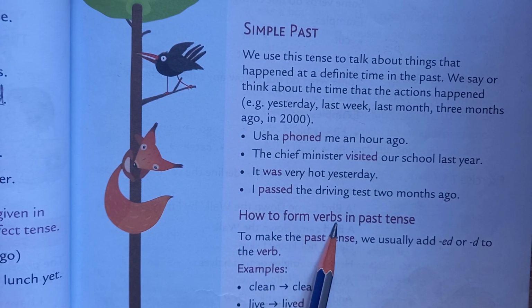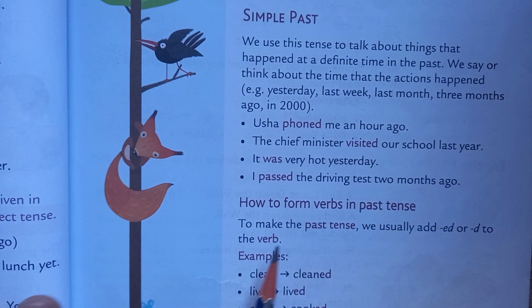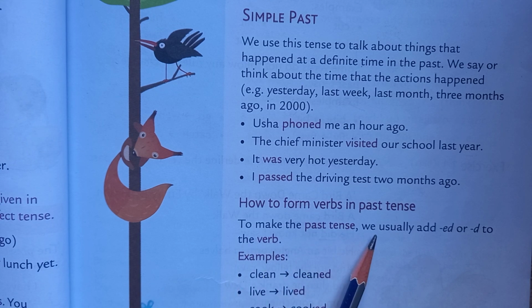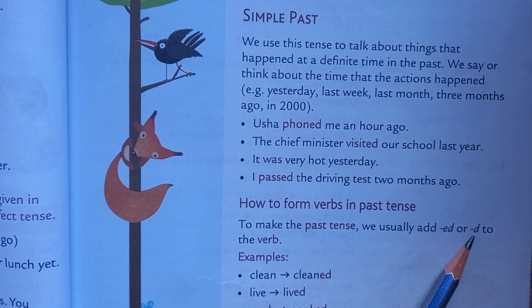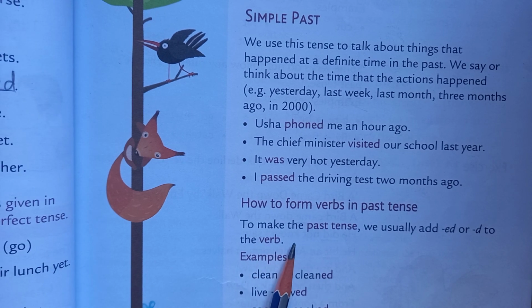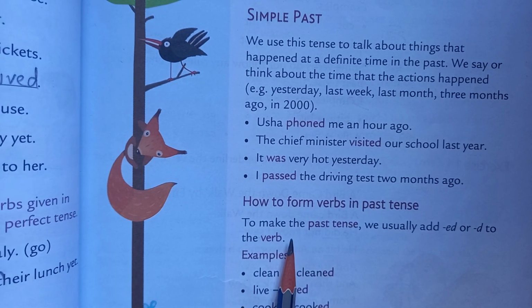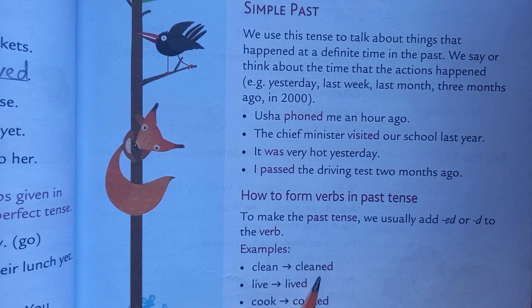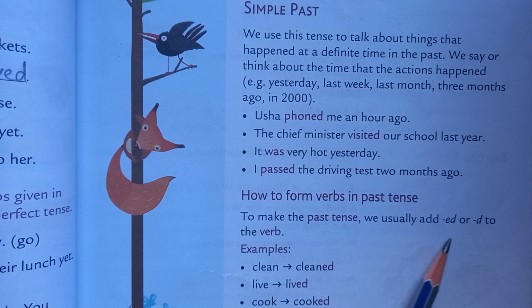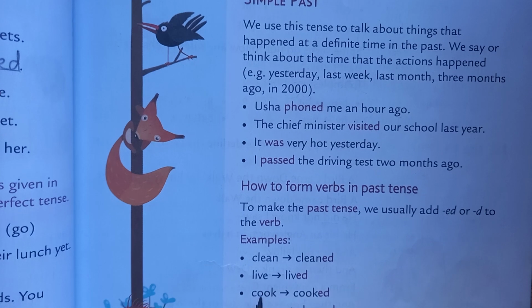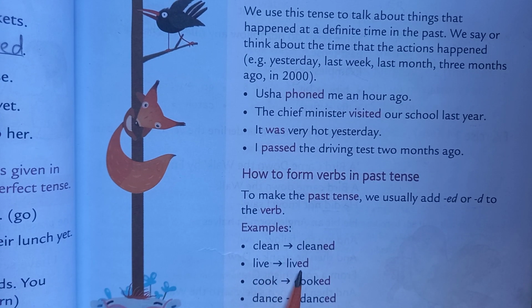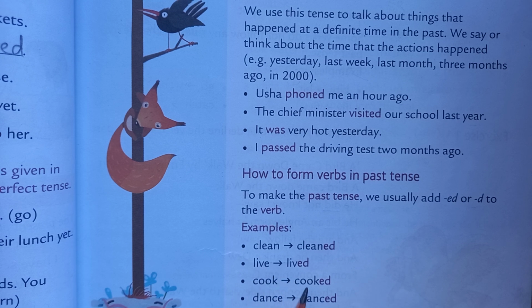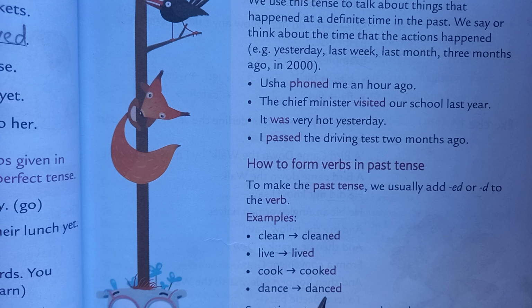Now how to form verbs in past tense. To make the past tense, we usually add ed or d to the verb, or you can say we use V2 for the past tense. Clean, cleaned. So for the past we have to add ed or d to make the verb in past tense. Now live, lived. Cook, cooked. Dance, danced.